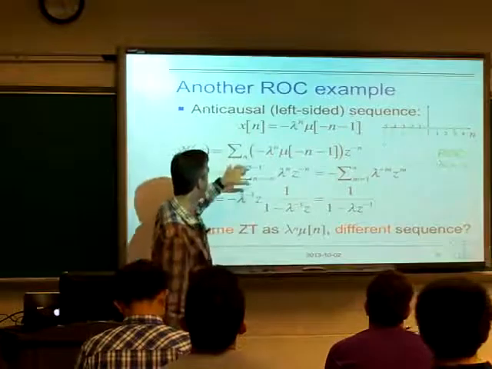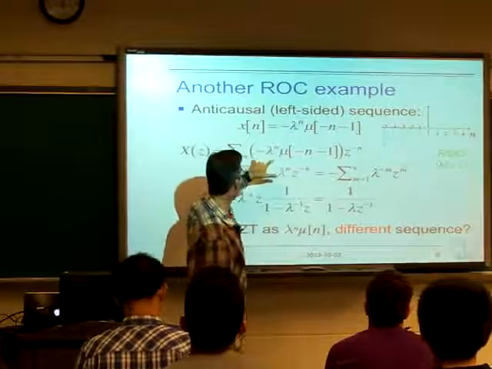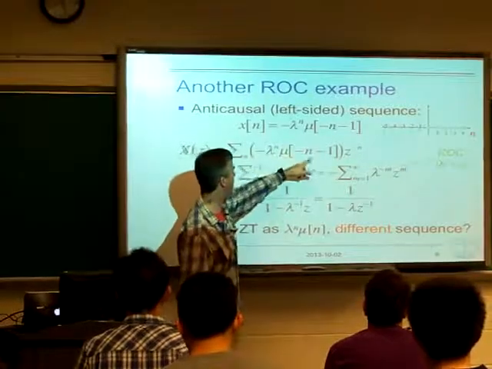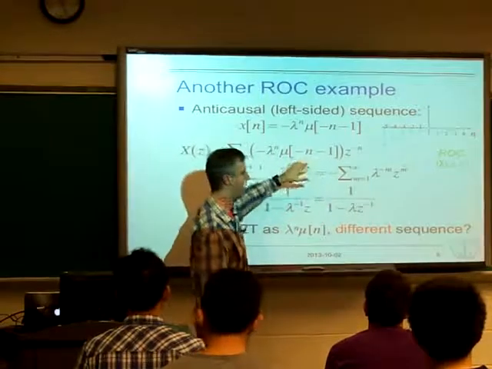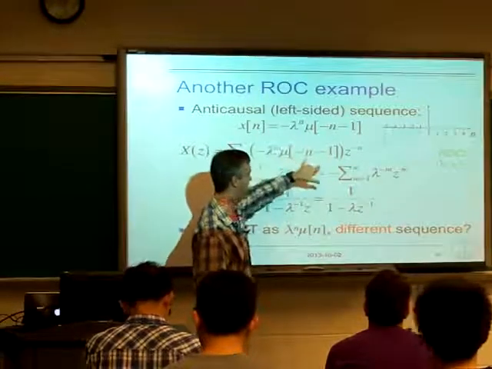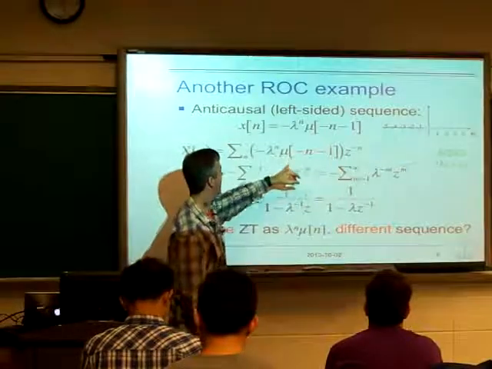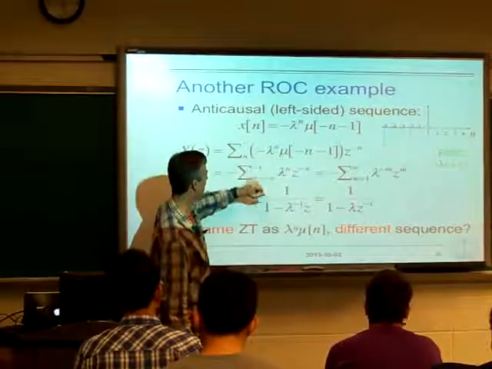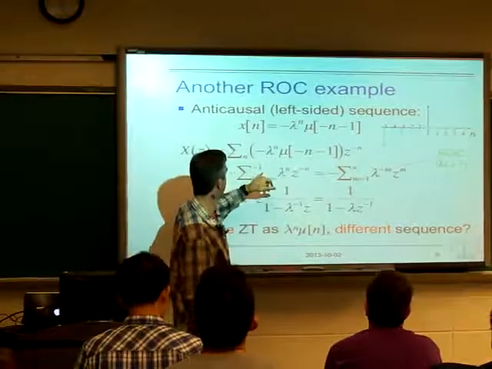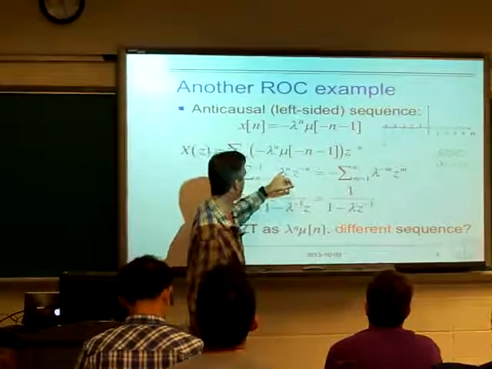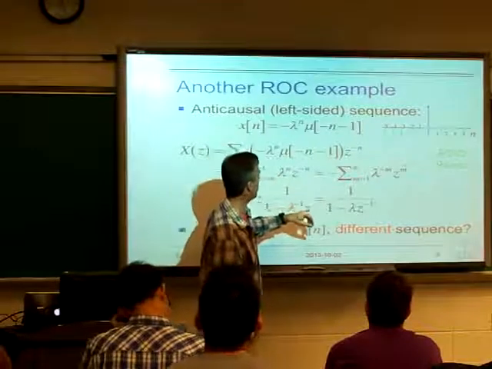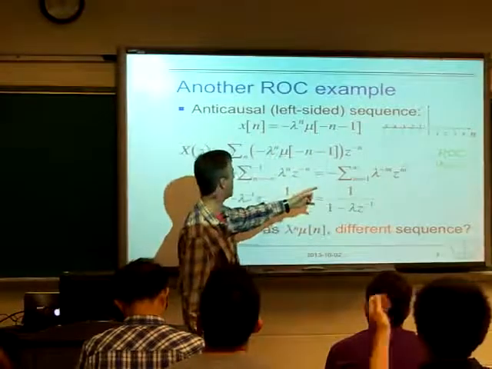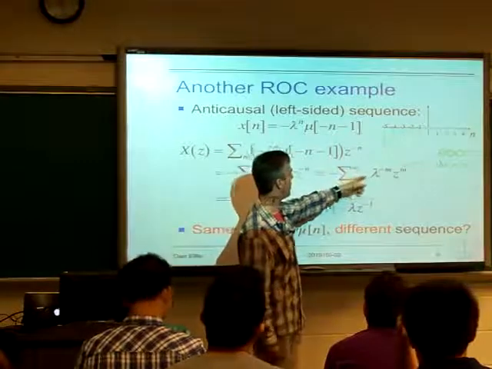Now, if you plug that into the Z transform, here's my x of n, here's my z to the minus n. I can take this mu of minus n minus 1. It's not totally obvious that's a left-sided step function, but if you evaluate it for different values of n, you'll see that it works. That's only non-zero for n less than 0, so n equal minus infinity to minus 1. Then we take the minus sign out, so we get minus the sum over this range of lambda to the n, z to the minus n. We can do a change of variable, m equal minus n.